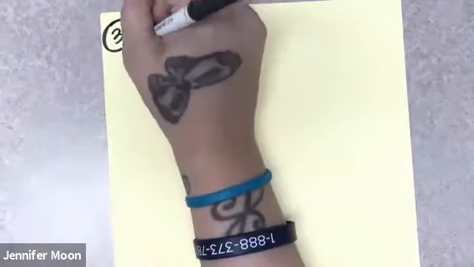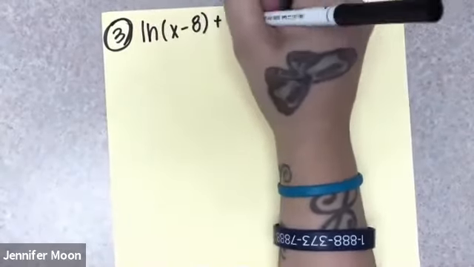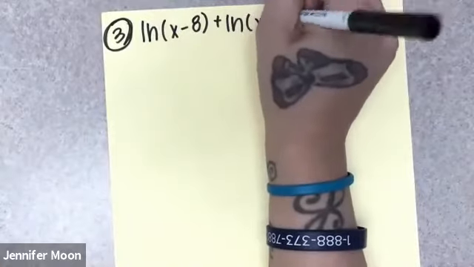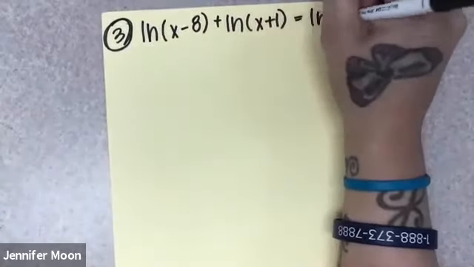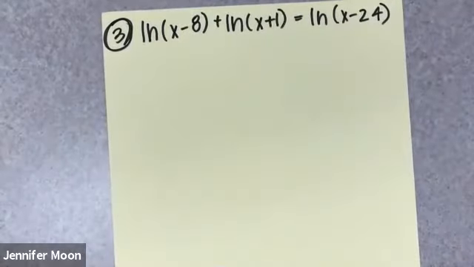So let's do this. Natural log of x minus 8 plus natural log of x plus 1 equals natural log of x minus 24. This is very similar to what we just did. In a way, I get that it's going to be a product rule, not a quotient rule, but I just want you to see why there's going to be a problem that says there's no solution. When you're like, hey, clearly I can get an answer. I don't want you to be confused.